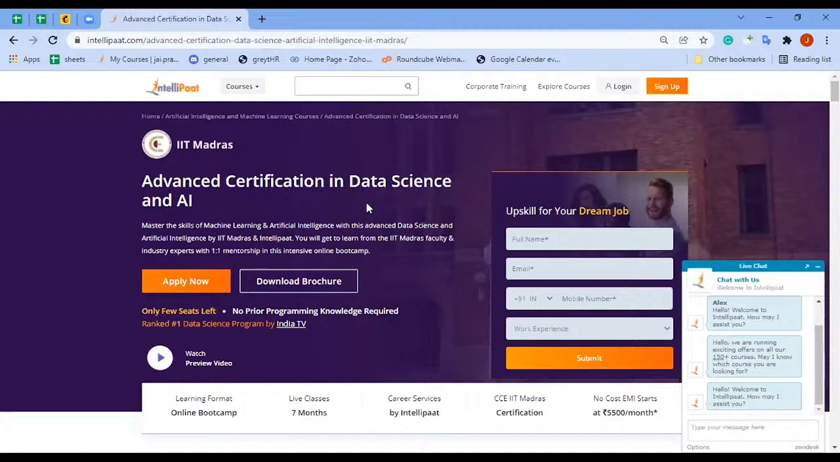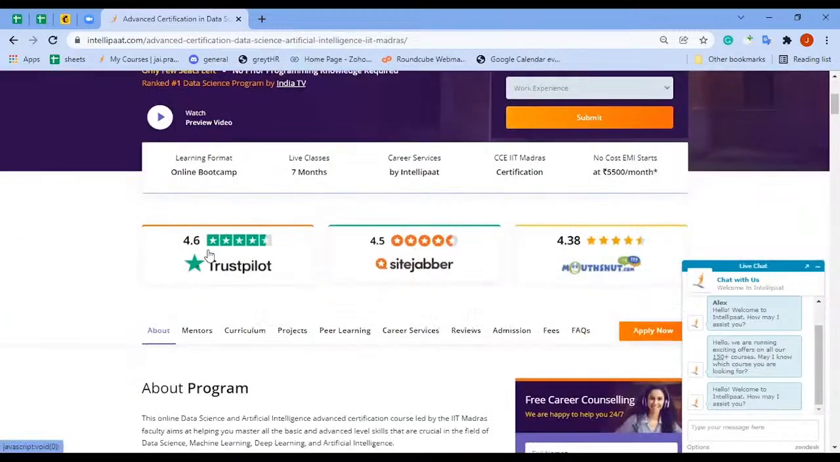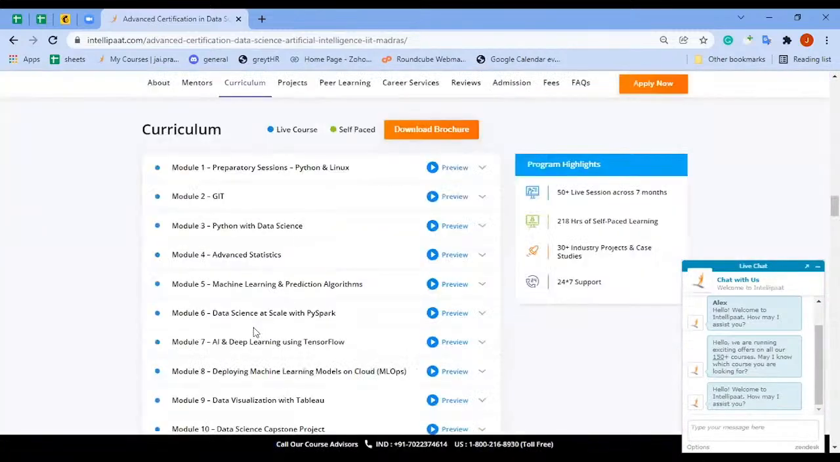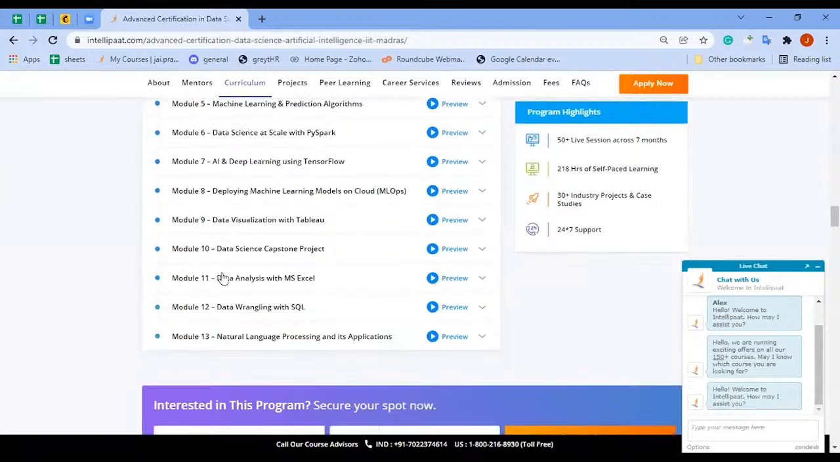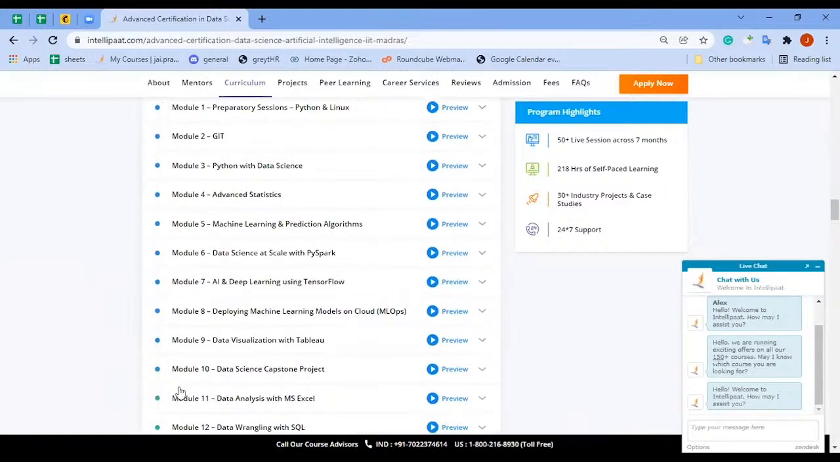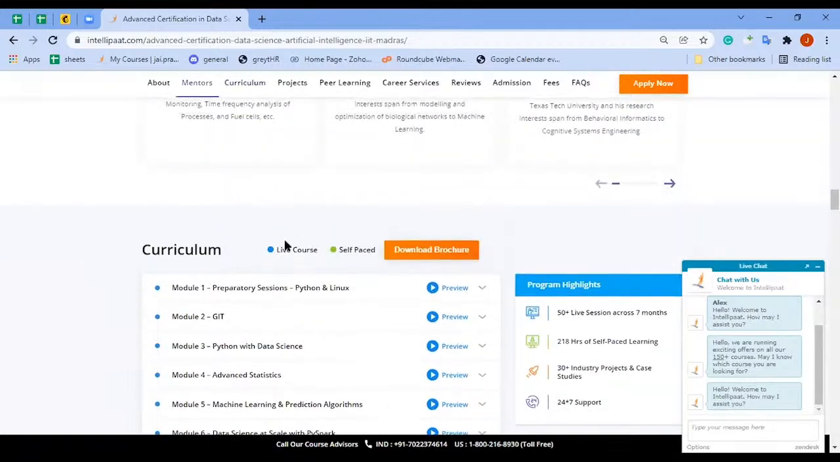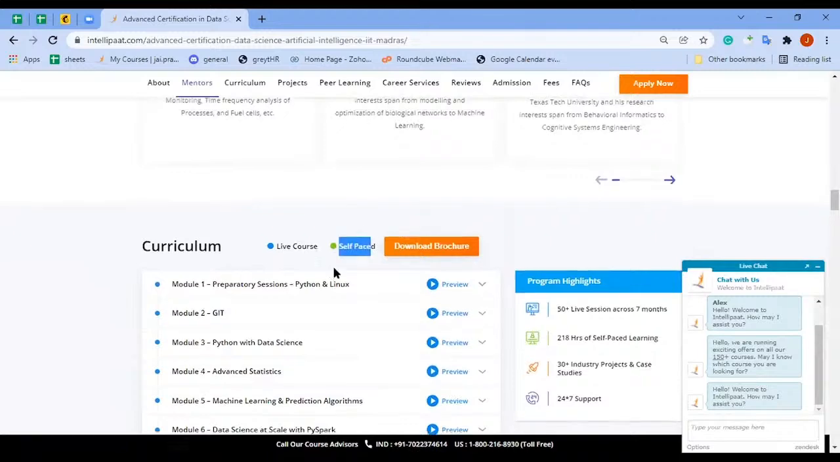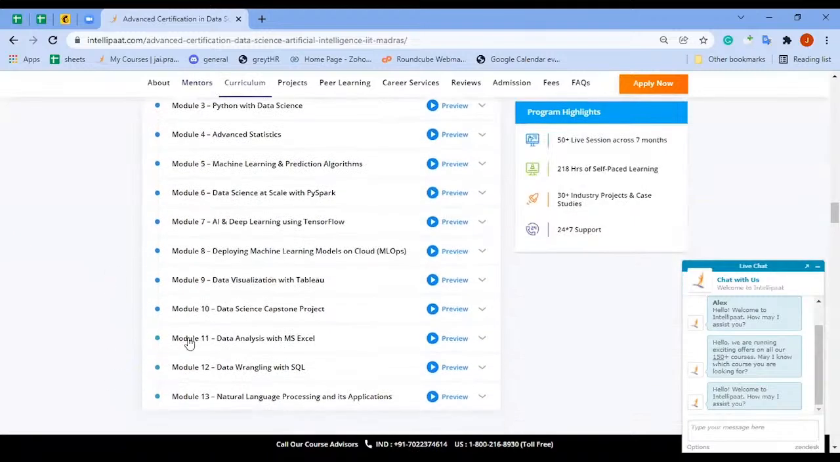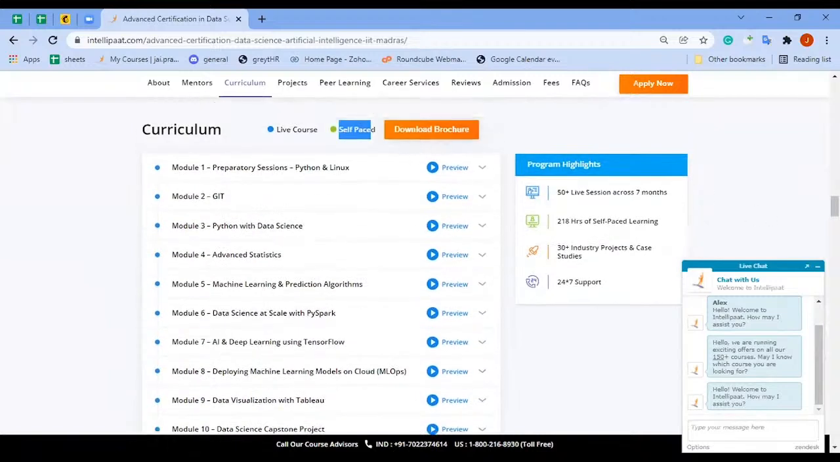Okay, now let's talk about the course curriculum first. Just one second. We have to scroll down. Okay, click on curriculum. You see there are a total of 13 modules. The first 10 modules are marked with a blue dot, which is nothing but live course, which means live online classes, and the green color is for self-paced. Self-paced meaning pre-recorded lecture videos, no live lectures. So now let's talk about the curriculum.